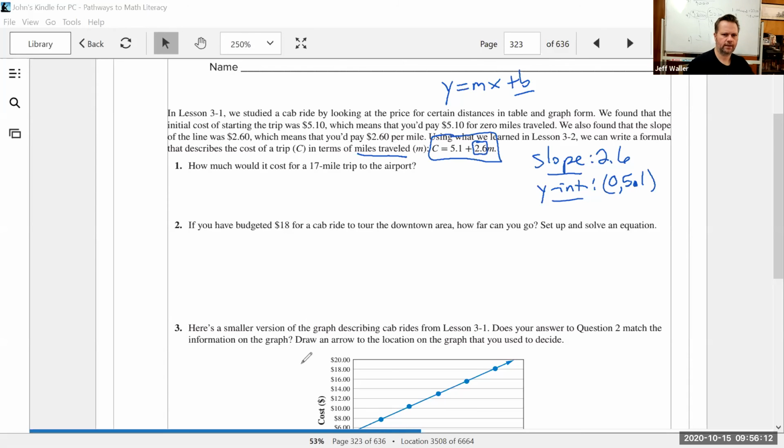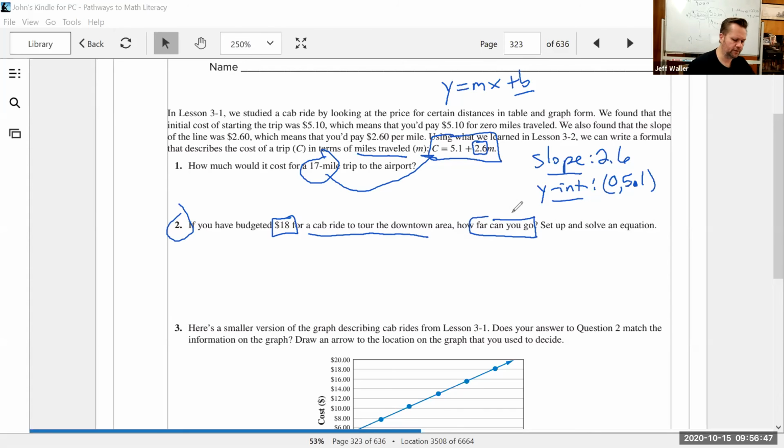All right. So that's kind of like what we went over in section 3.2. This section is going to be using that equation in different ways. I'm not going to do this homework for you. They're going to give you values and you've got to plug them in. So let's do number 2, just because you're going to get more practice of this anyway. If you have $18 budgeted, how far can you go?